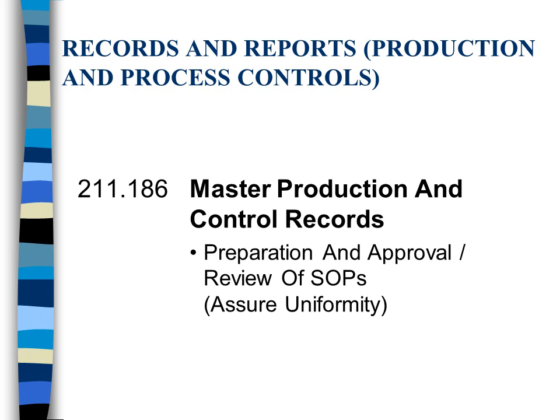There is a master production and control records, preparation and approval, and review of all the SOPs, and that's to assure uniformity. People in Kansas City are doing the same thing as the people in Chicago, that are doing the same thing as the people in Omaha, on and on. We want to make sure everybody is doing the same thing. That way, one branch is not being a rogue and trying to do something differently, causing the whole company to come under scrutiny from the Food and Drug Administration.